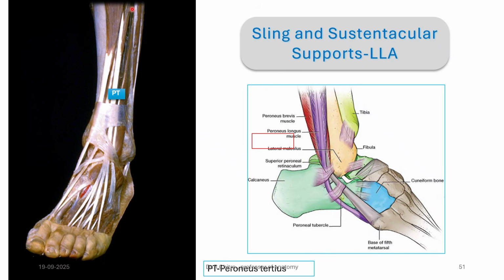Sling for the lateral longitudinal arch is peroneus tertius and peroneus brevis. They arise from the medial and lateral surfaces of the shaft of the fibula. They are inserted to the dorsal surface of the fifth metatarsal. So we have to remember the muscles from the leg bones inserted to the first metatarsal on the medial longitudinal arch, inserted to the fifth metatarsal for the lateral longitudinal. They act as slings. Sustentacular on the lateral longitudinal arch is supported by peroneus longus.